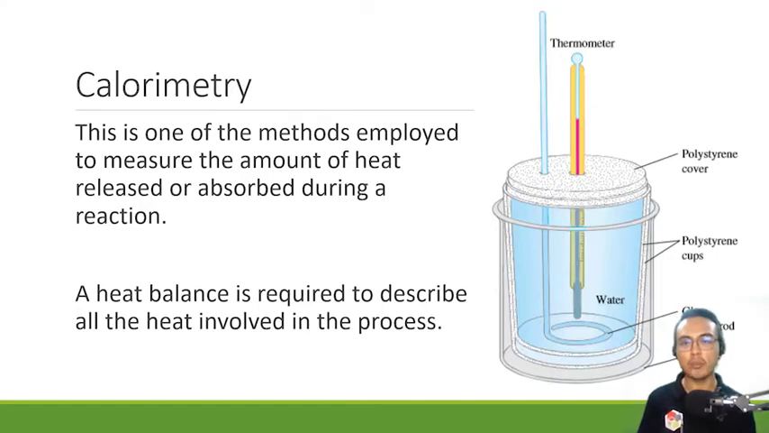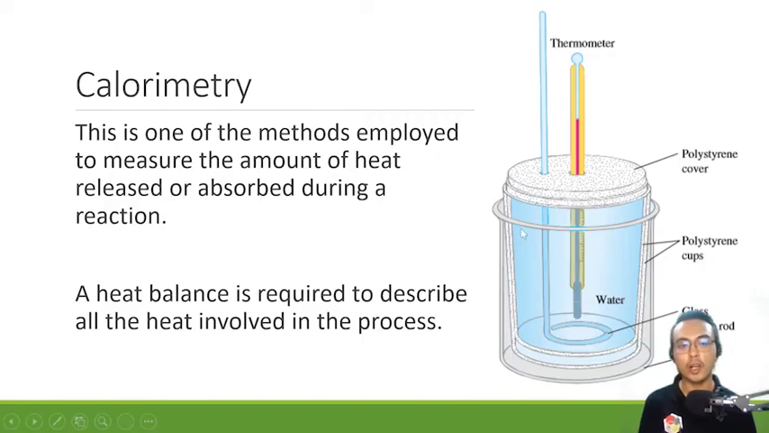Now, let's talk about calorimetry. This will be the highlight of this lesson. Calorimetry is one of the methods employed to measure the amount of heat released or absorbed during a chemical reaction. So this is an example of a coffee cup calorimeter. It's called a coffee cup calorimeter because the vessel that we are using here are styrofoam cups or polystyrene cups. So it just looks like a cup of coffee. Now, the reason why we are using polystyrene cups is that they are a very good insulator of heat, meaning if heat is being transferred inside, then very, very little heat is going out of the process.